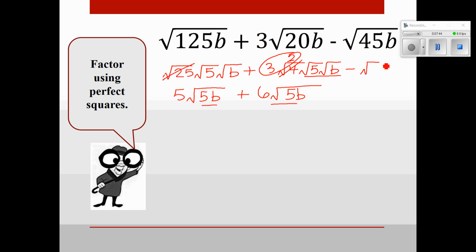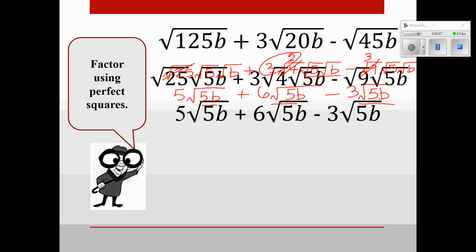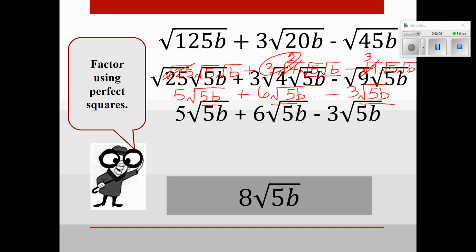45b can be broken down into 9 times 5 times b. Square root of 9 times the square root of 5 times the square root of b. I can take the square root of 9, which is 3. So I have minus 3 root 5b. So I've got all like radicals. So now I just have to look at what's on the outside. I have 5 plus 6 minus 3. So my final answer would be 8 root 5b.